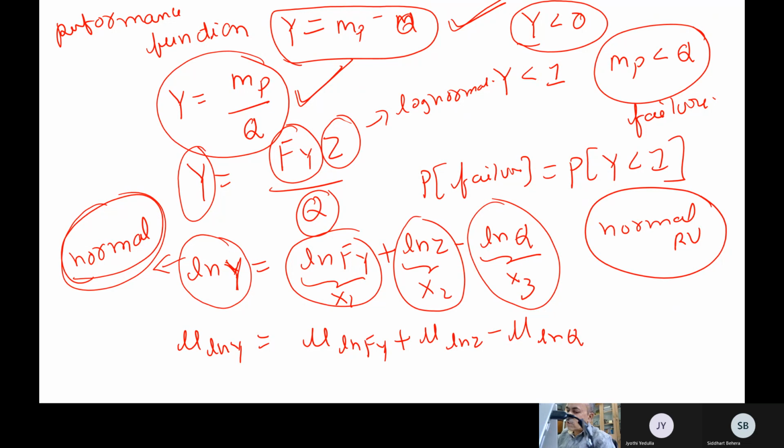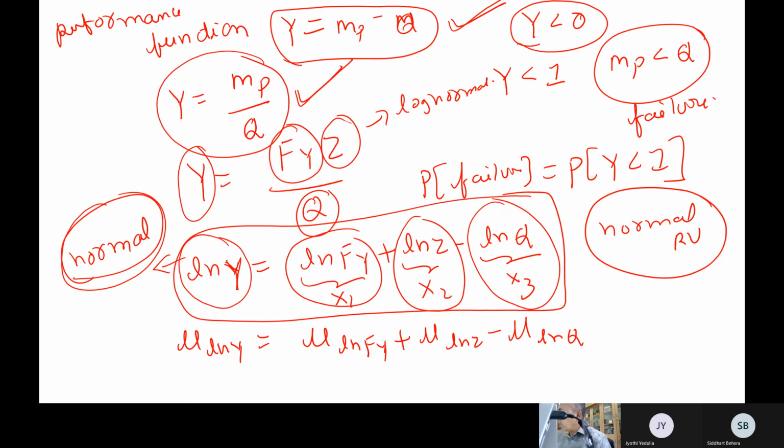Now we have done a transformation. So now you have converted all of them into normal random variables by taking a logarithm. And now what do you mean by failure when you look at this expression? What is meant by failure here? This is my resistance, this is my demand, that is the load which is coming here.